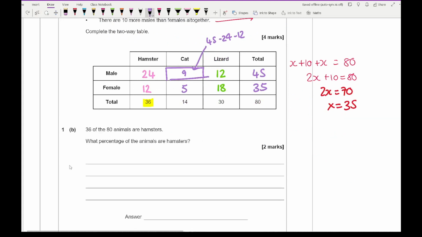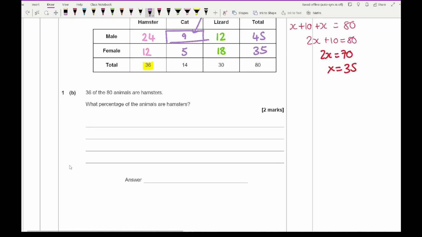Then for 1B, it says 36 of the animals are hamsters. What percentage of the animals are hamsters? So all we need to do is convert this into a percentage. It's going to be 36 over 80 multiplied by 100. Now 36 over 80, I can divide both numbers by 2, so that becomes 18 over 40. Then divide both numbers by 4, in which case it becomes 4.5 over 10, which then becomes 45 over 100, so it's going to be 45%.